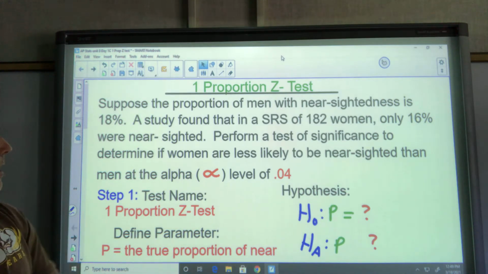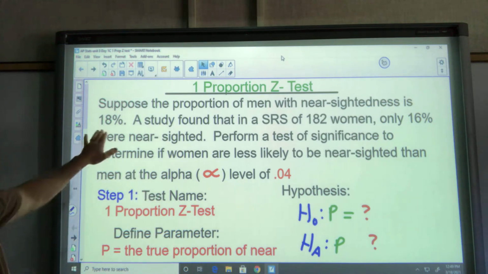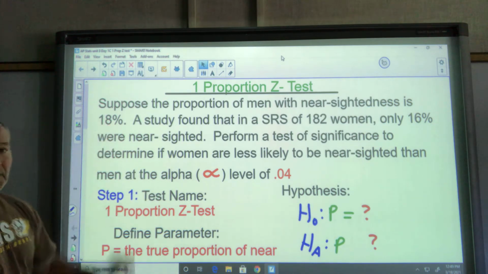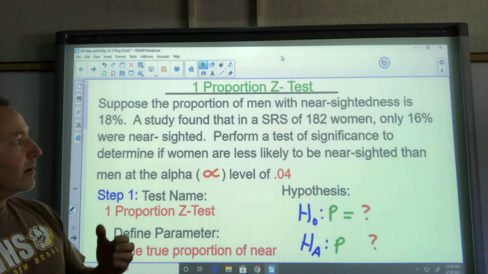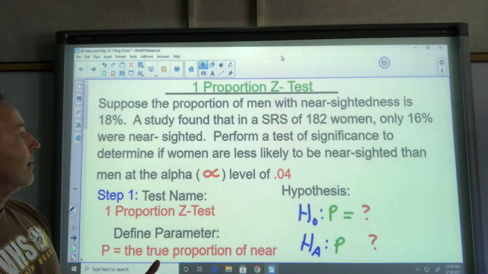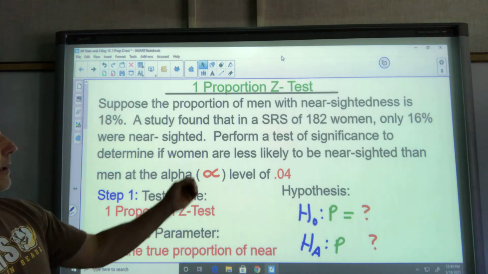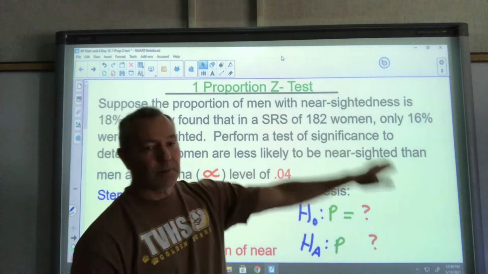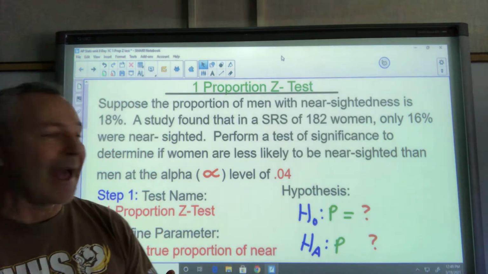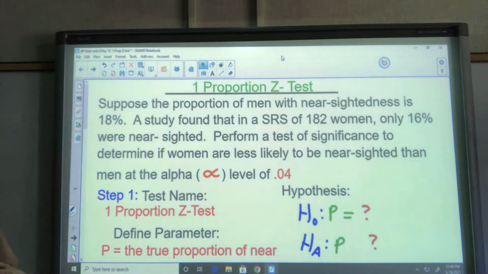Notice that the 18% here is a population parameter. That's a known fact for all men. So we know that about men. That's the population parameter. And then we took a statistic here. 16% is a statistic, or p hat in this case, for the women. All right, let's get going.